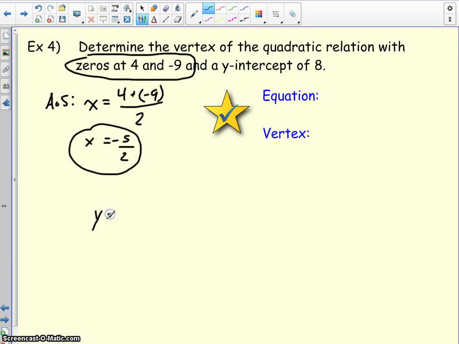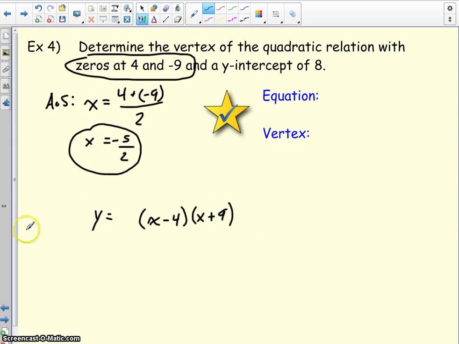So if I have a 0 at 4, that's going to create a bracket or a factor of x minus 4. Okay, a 0 at negative 9 creates a bracket or factor of x plus 9. And you might remind yourself, why are these signs switched? Well, remember, the zeros are the values of x that make the entire equation 0. If I put 4 in this bracket here, I get 4 minus 4, which is 0. If I put negative 9 into the second factor, I get negative 9 plus 9 equals 0.